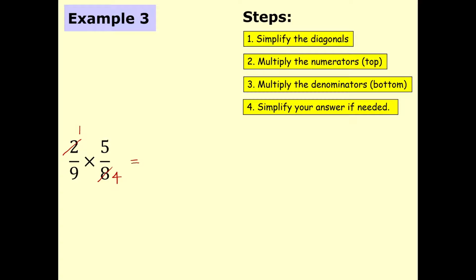And then we can move on to step 2, which is multiplying our numerators together. 1 times 5 is 5, then 9 times 4 is 36, and that is your final answer. Again, make sure you're copying all these down, please.